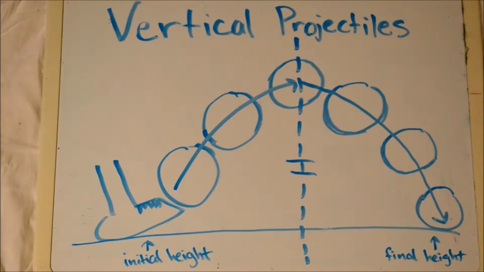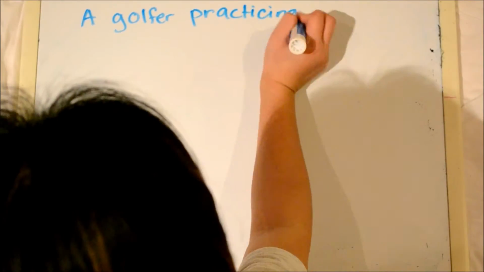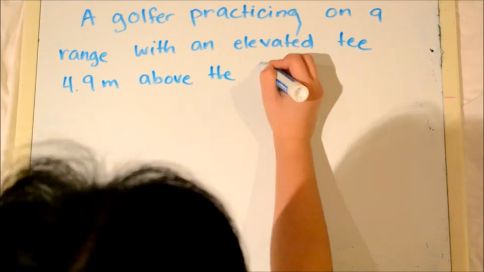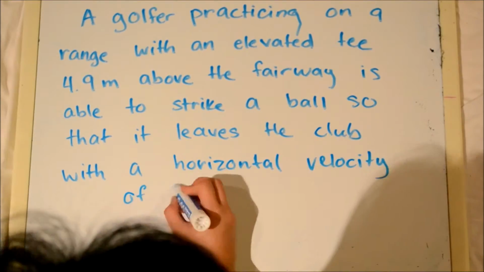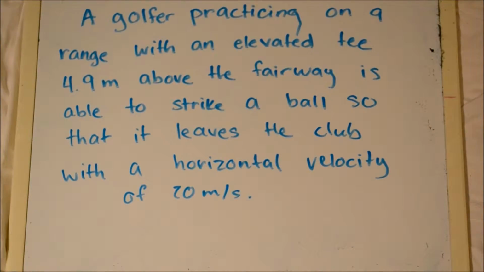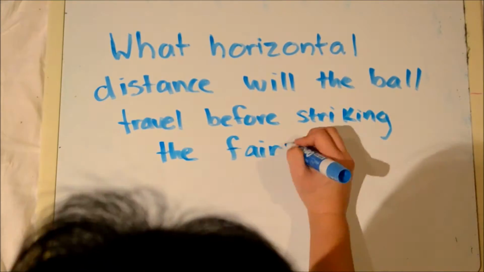Now that we know more about what projectiles are, let's go on to working out some problems and bringing together what we just talked about and applying these tactics. So let's start off with a horizontal projectile motion. A golfer practicing on a range with an elevated tee 4.9 meters above the fairway is able to strike a ball so that it leaves the club with a horizontal velocity of 20 meters per second. We can assume the acceleration due to gravity is 9.8 meters per second squared, and the effects of air resistance can be ignored. So the question is, what horizontal distance will the ball travel before striking the fairway?